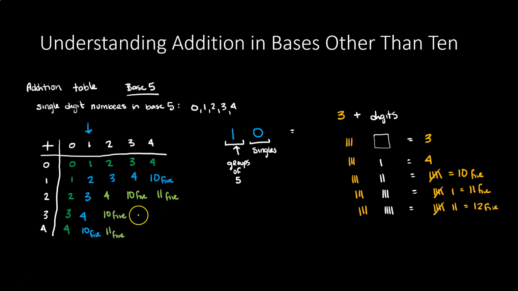Copying that into our table, we have 3 plus 3 is 1, 1, base 5. 3 plus 4 is 1, 2, base 5. And we can copy that, since 3 plus 4 is the same thing as 4 plus 3. We have one entry left, and that comes from adding 4 to each of our digits.